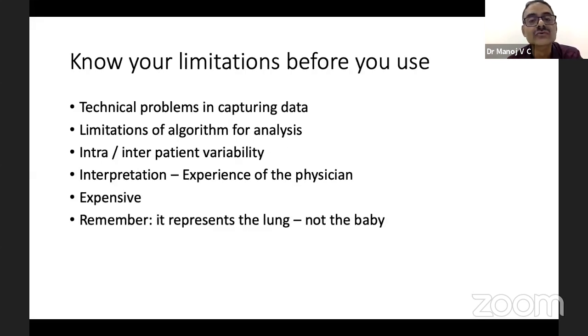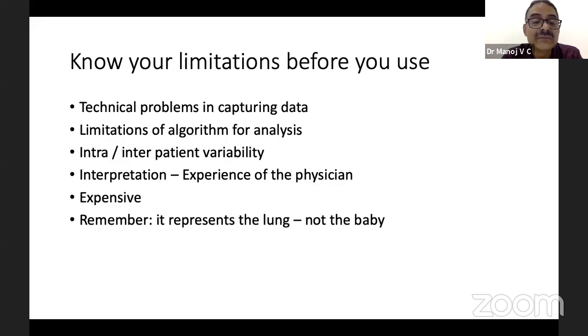Also, when we use this, we should know what the limitations are, because there can be some problems. You should know the machine that you're using, because I showed you a sophisticated process of the anemometer sensing the flow, and the cooling of the gas being converted into the amount of electricity to reheat. All these are technical issues, and like always, technology can fail us at any point of time. So technical problems in capturing data should be kept in consideration when you interpret these graphics. And of course the algorithms have their own limitations, so you should be aware of them.